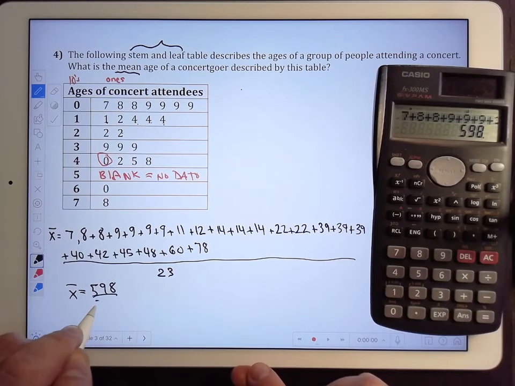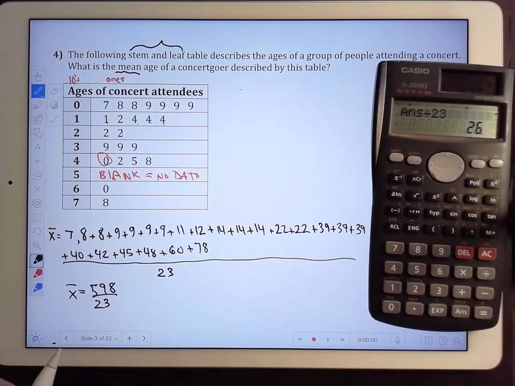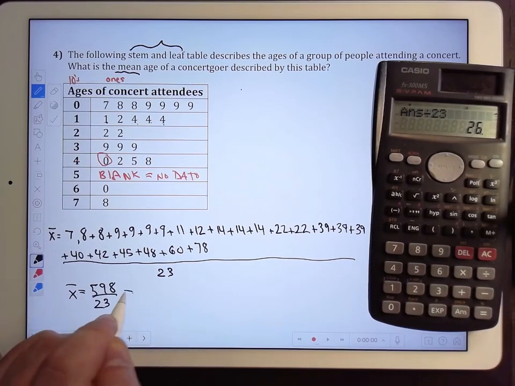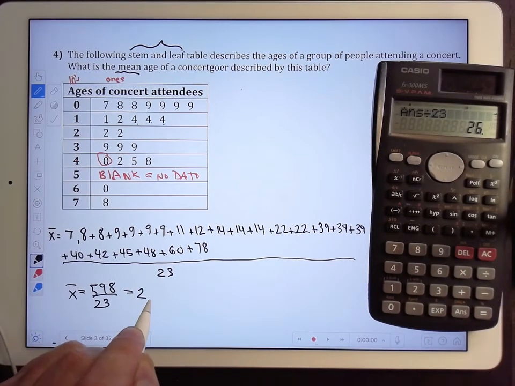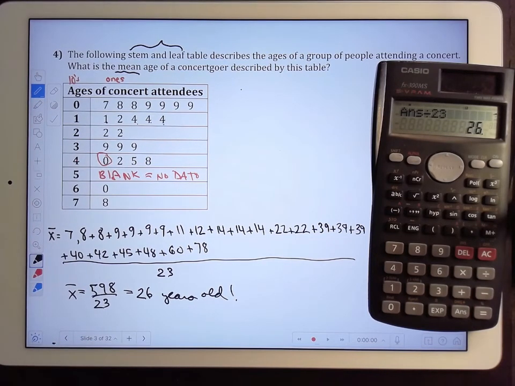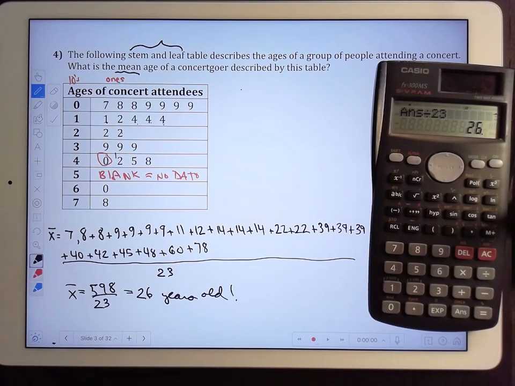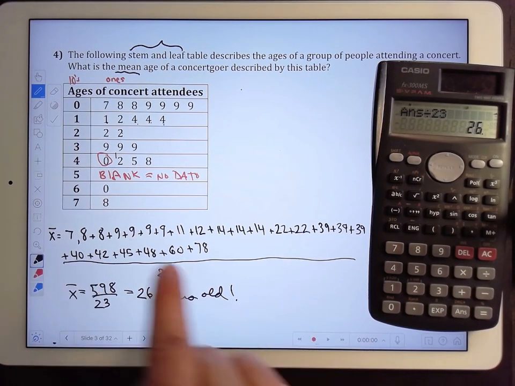Total divided by 23. And when we do that, we get an average age, or a mean age, of 26 years old. So it looks a little bit complicated, but really once you learn how to read the front of the number and the back of the number, and that's really all it is, right? The first part of the number and the second part of the number that make up the whole number itself, to give me that list.